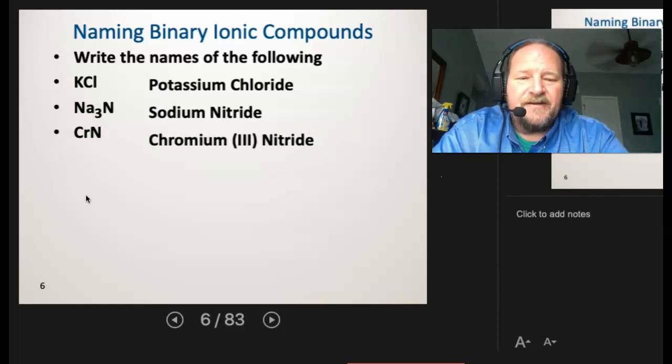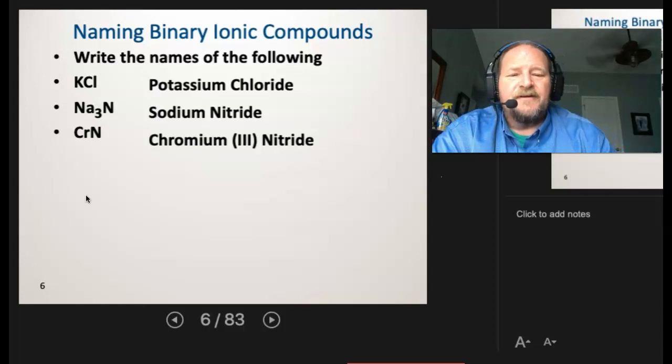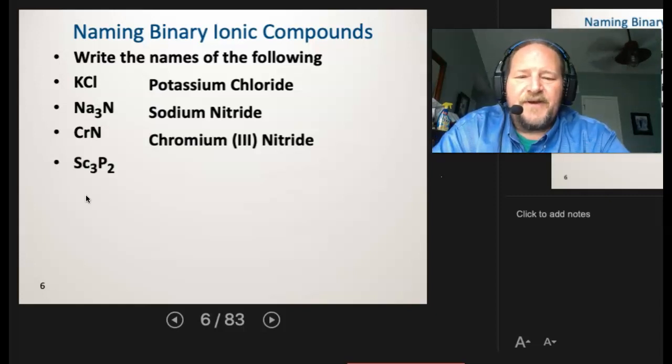Chromium 3 nitride. All right, Sc3P2. So we have scandium. It's definitely a metal. Is it a transition metal? Yes, it is. So once again, we're going to need a Roman numeral.